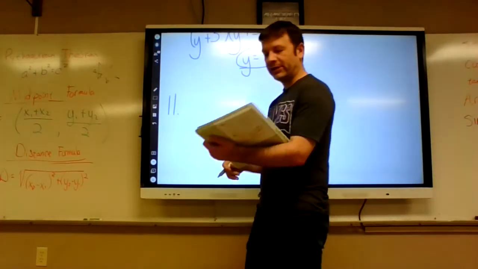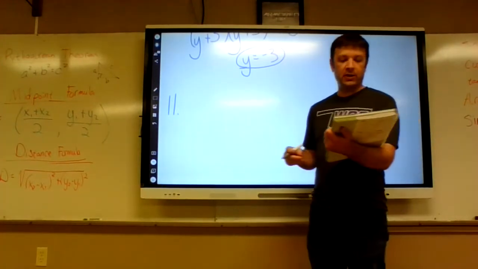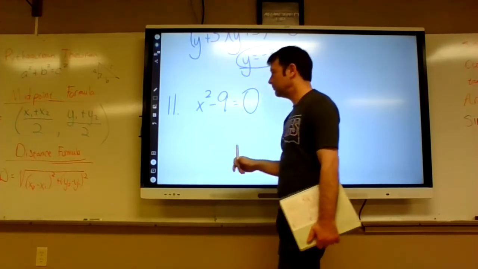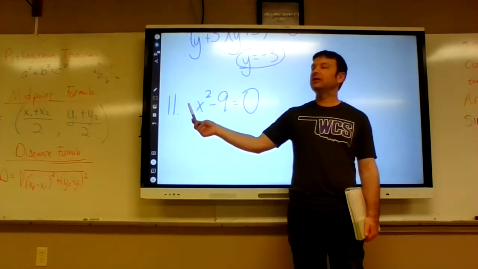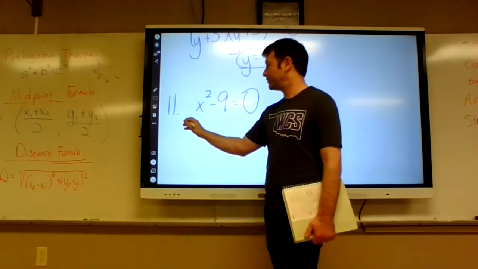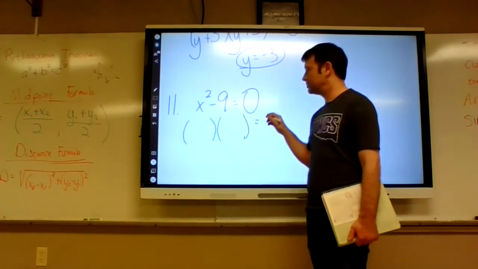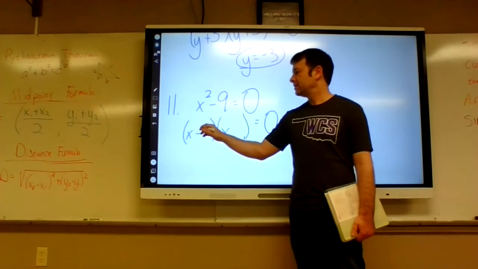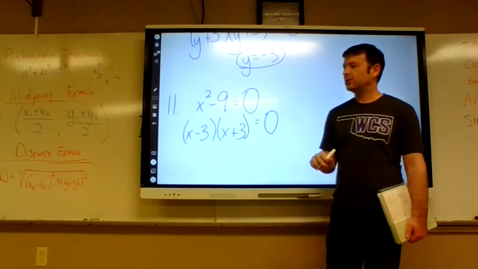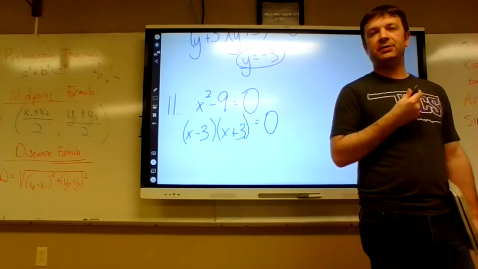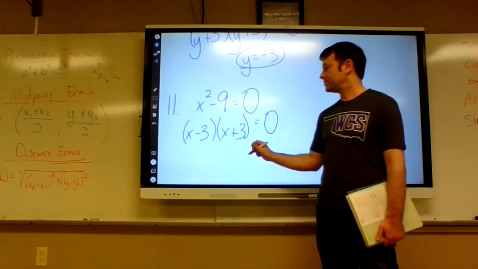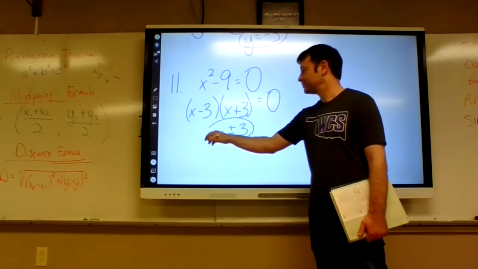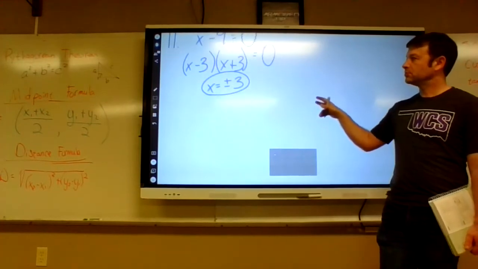Unlike most of these. Number 11. X squared minus 9. You guys remember how to factor that? What kind is it? Yeah, it's a square minus a square. They both have square roots. So what goes into x squared? X and x. What goes into negative 9? So what x values would make those factors 0? Plus 3, minus 3. Plus or minus 3. You guys remember the fast forward way of writing that? Yeah, plus or minus 3.